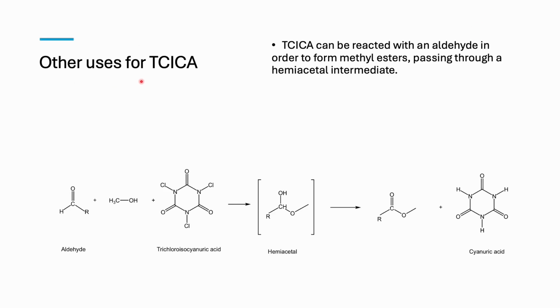So other uses for the TCICA would be the reaction between an aldehyde, methanol, and a trichloroisocyanuric acid. This reaction of the aldehyde in the presence of methanol and the TCICA is believed to form an intermediate hemiacetal. This hemiacetal will then rapidly be oxidized in order to form a methyl ester. So this use mainly will be to produce this methyl ester if necessary and if needed.